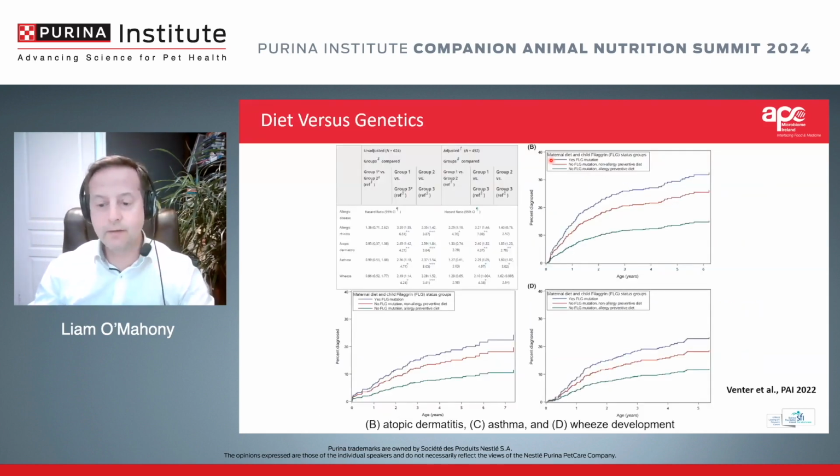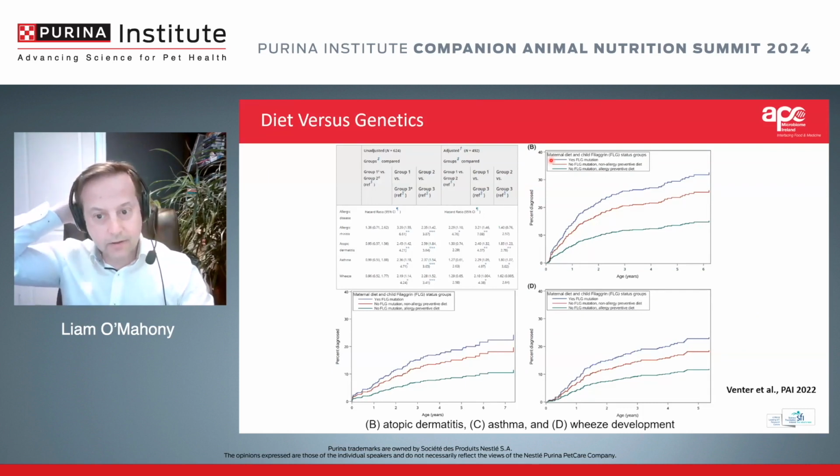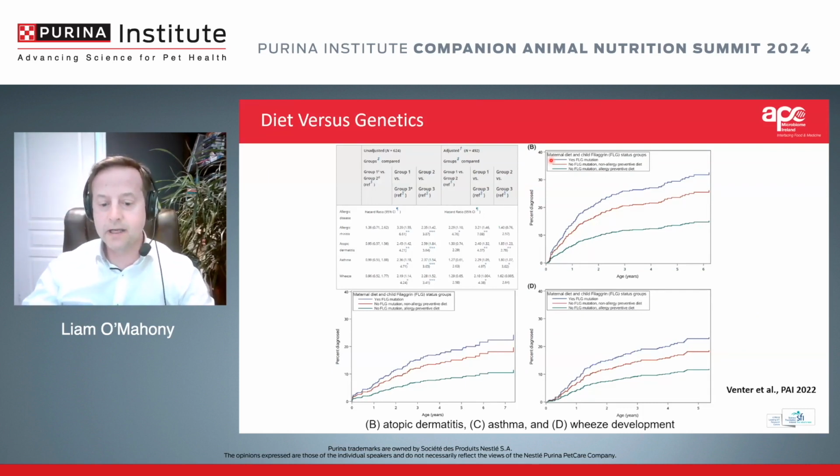And I'll give you an example from Purina Venter's study a couple of years ago, where she looked at the risk of atopic dermatitis, asthma, and wheeze development. And this is child's age here on the x-axis and the risk on the y-axis. In children who have a filaggrin mutation, so they have a defective skin barrier, they're known to have a higher risk of developing atopic sensitization. And she compared them to children who didn't have a filaggrin mutation, but who were consuming an allergy prevention diet or a non-allergy prevention diet.